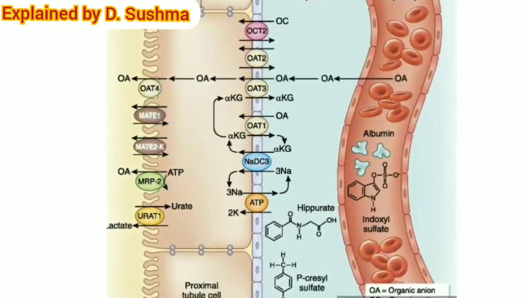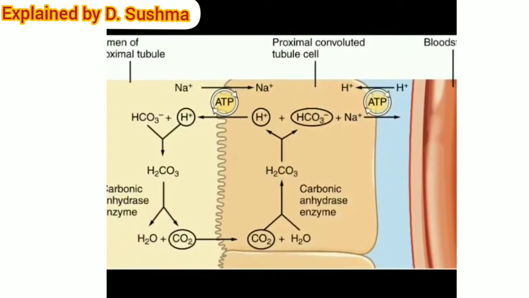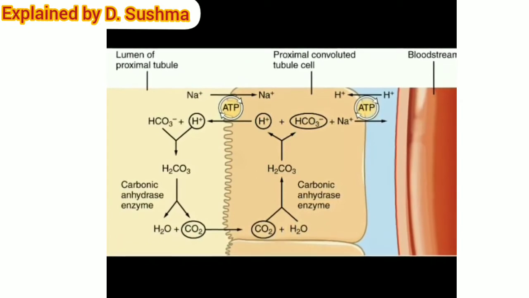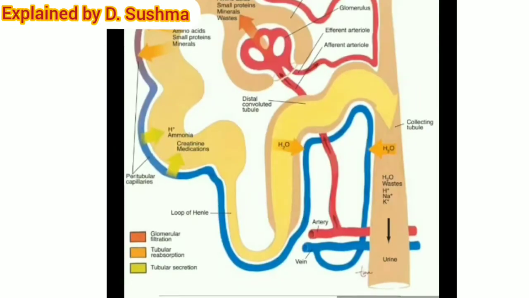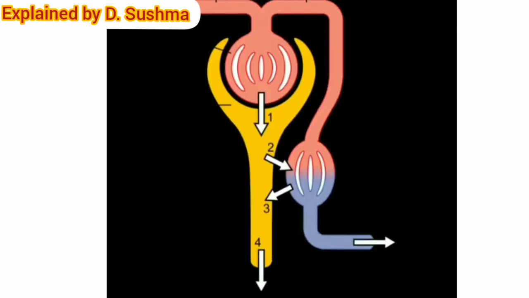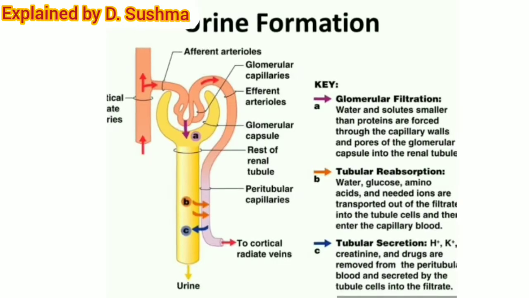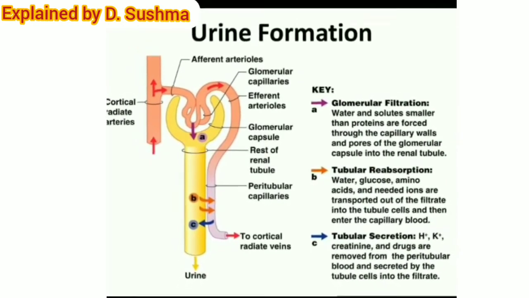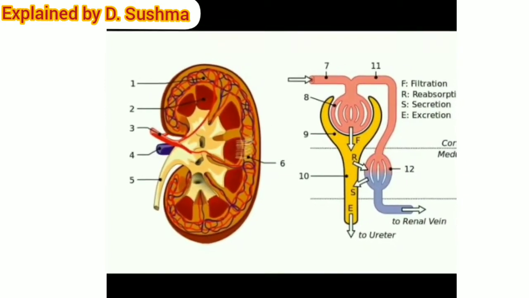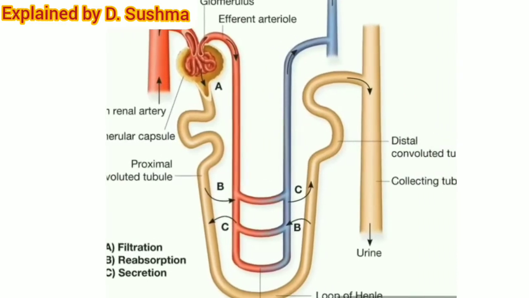It passes into the proximal convoluted tubule. Useful substances in primary urine are reabsorbed into the peritubular network. Tubular secretion. Tubular secretion is the transfer of materials from peritubular capillaries to the renal tubule. It is the opposite process of reabsorption. This secretion is caused mainly by active transport and passive diffusion. Usually only a few substances are secreted and are typically waste products.